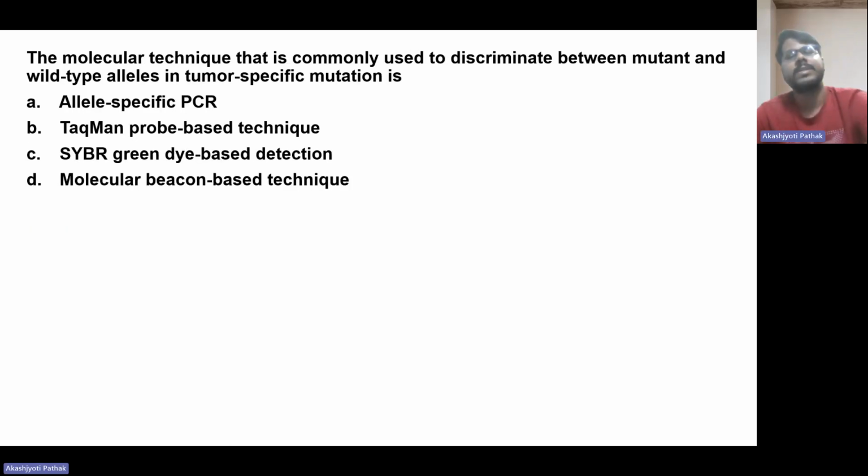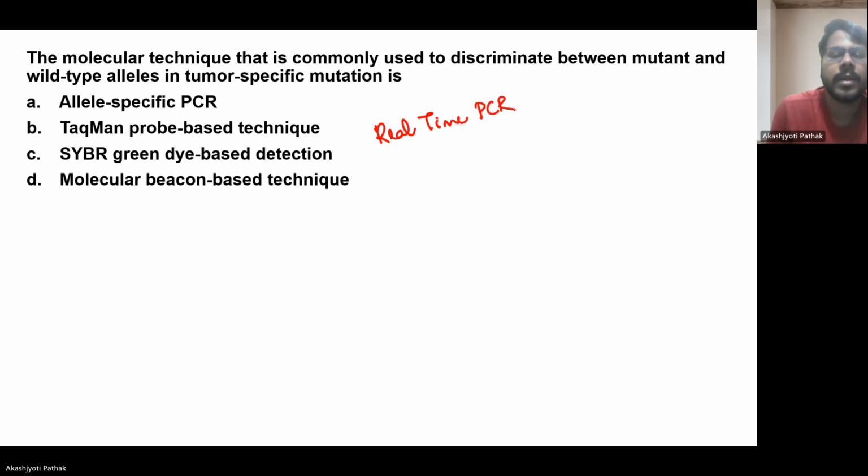Okay, so answer this question: the molecular technique commonly used to discriminate between mutant and wild type alleles in tumor specific mutation is... You have all read about different types of PCR techniques. These were also discussed in one of the earlier problem solving sessions: TaqMan probe based techniques, SYBR Green. In real time PCR we talked about the TaqMan probe, and also real time reverse transcriptase PCR, RT-PCR. These topics were covered.